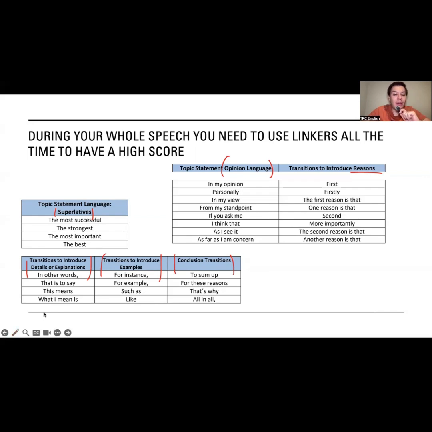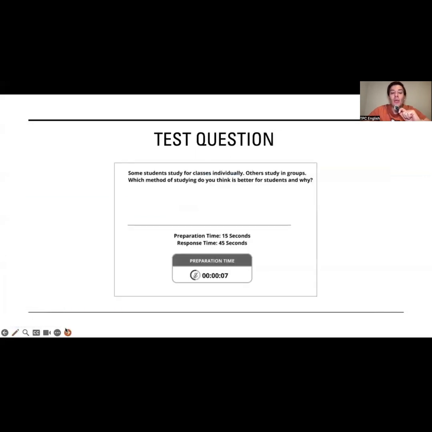All right. So we are going to practice this personal choice independent speaking task with this test question, okay? Some students study for classes individually. Other students study in groups. Which method of studying do you think is better for students and why? Remember, preparation time, 15 seconds, response time, 45 seconds, okay?